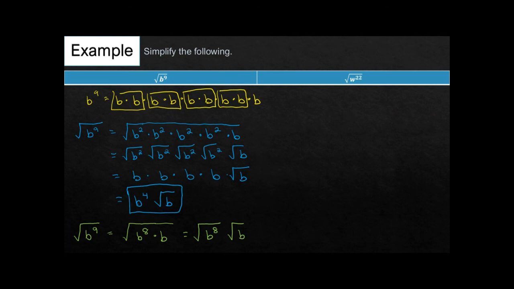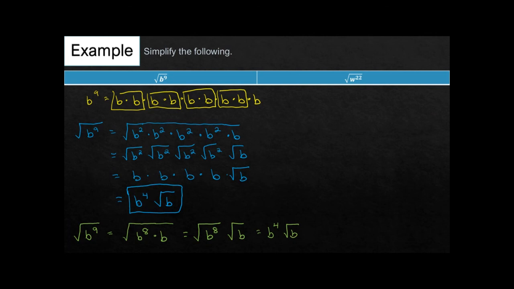Now, I said the square root cancels out things squared. Another way to think about it is that it divides the exponent by 2. So an exponent of 2 divided by 2 is 1, and that's why the b's have no exponents when they leave the square root, because the square root basically divided that exponent by 2. So using that same thought, to take the square root here, I would divide the exponent of 8 by 2, which gives me 4, and then that's how we get b to the 4th times the square root of b.